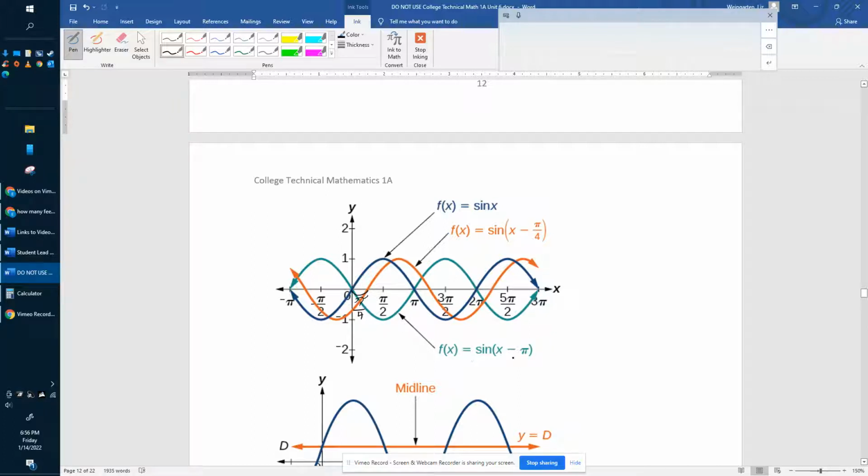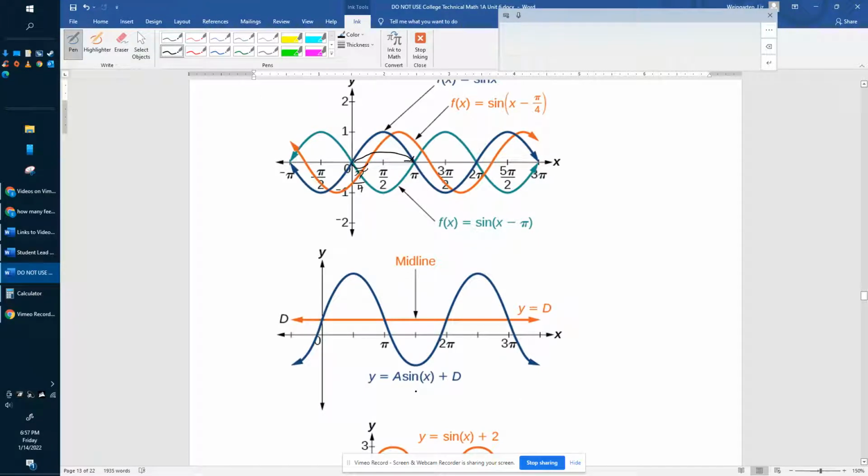Now, what if we subtract pi? Now the function moves over pi places. It starts right here instead. It moved all the way over there. So you see subtraction on the inside of the parentheses, it moves to the right that many places. Addition, it moves to the left that many places.